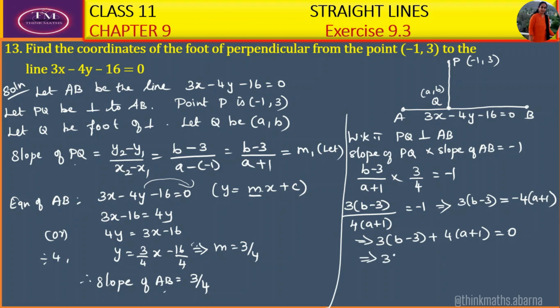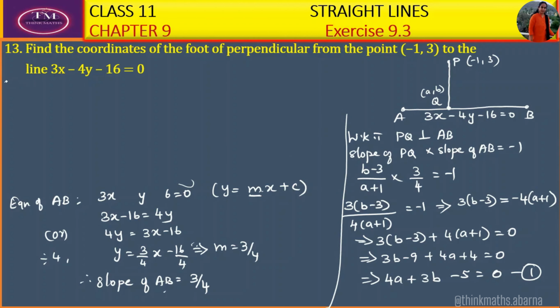Now multiplying, 3B minus 9 plus 4A plus 4 equal to 0. So it is 4A plus 3B minus 9 plus 4, which is minus 5, equal to 0. So this is one equation. Next equation we will be finding by substituting the value of Q in AB, because Q is a point on AB. As Q is a point on AB, this A comma B satisfies the equation 3x minus 4y minus 16 equal to 0.